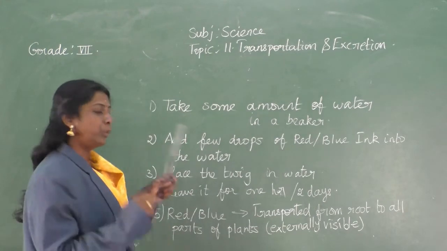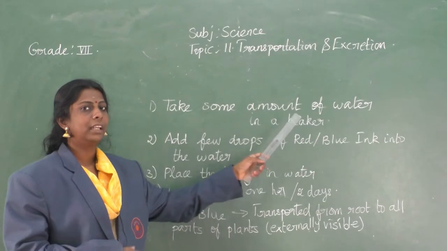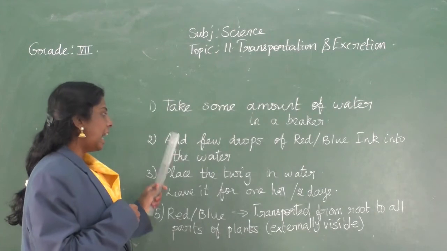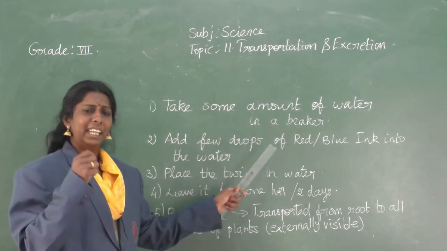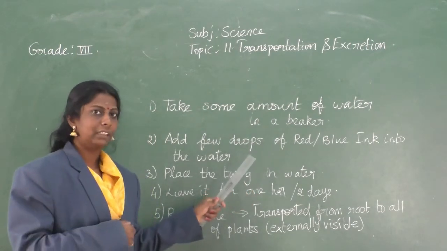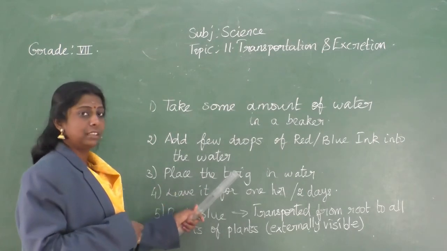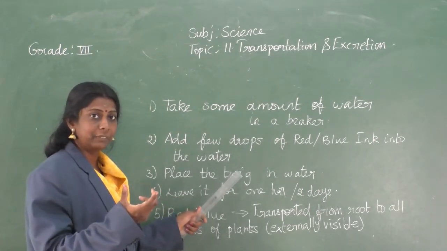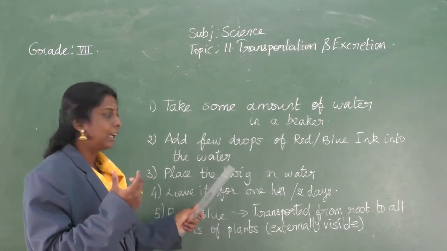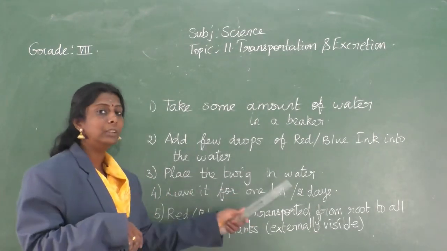What are you going to do? Take some amount of water in a beaker. Okay. Take a bowl, fill it with some amount of water. Then, add a few drops of either red ink or blue ink. So, the water will turn red or blue. Then, take a plant separately, with the root system intact, and place the twig in this colored water.